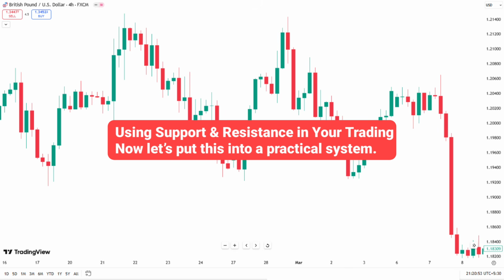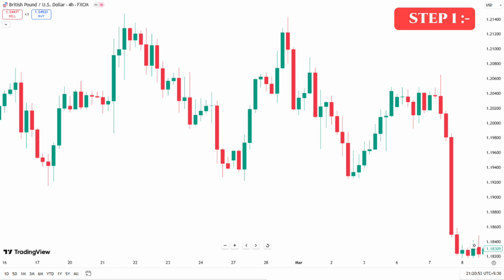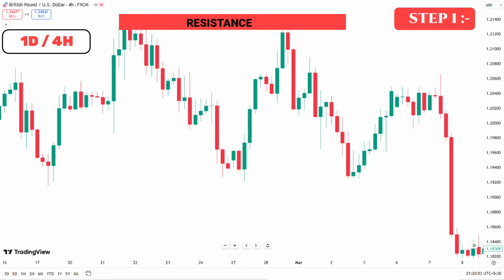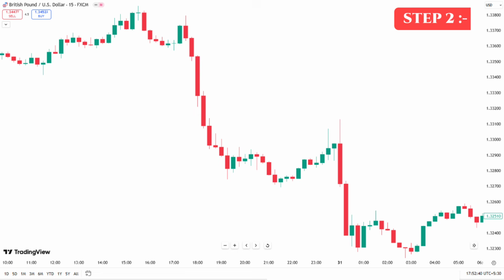Using support and resistance in your trading. Now let's put this into a practical system. Step 1. Start with the higher time frame, daily or 4-hour. Mark the most obvious clean levels where price reacted strongly in the past. Step 2. Drop down to your trading time frame, maybe 1 hour or 15 minutes. Look for smaller intraday levels within the big zones.